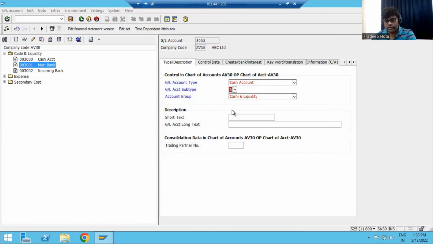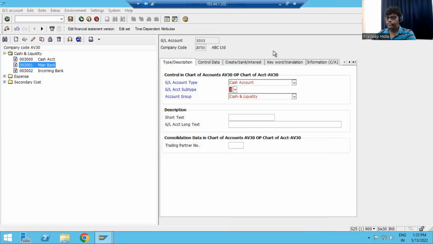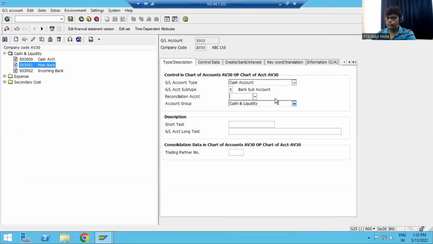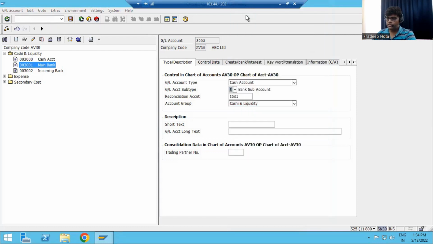If you're thinking this account is your clearing account, similar to what earlier we used to create as the incoming and outgoing account, then we are going to create one clearing account, and for that clearing account you select bank sub account. The moment you select sub account, it will ask you for the reconciliation account. So you need to specify the reconciliation account, which is nothing but your bank account. So one option is the main bank account, where you select subcategory as bank reconciliation, or B. If it is related to a bank sub account, then you select sub account and specify the reconciliation account.